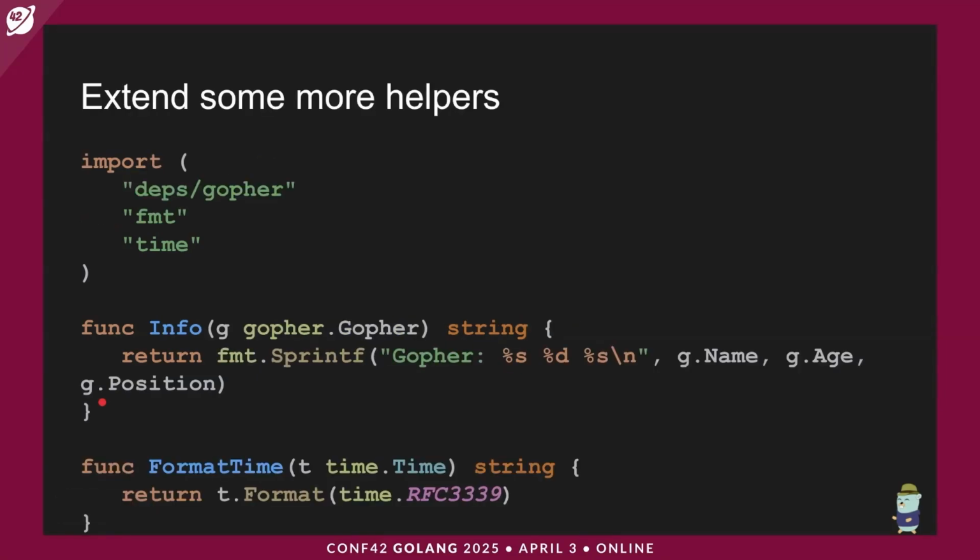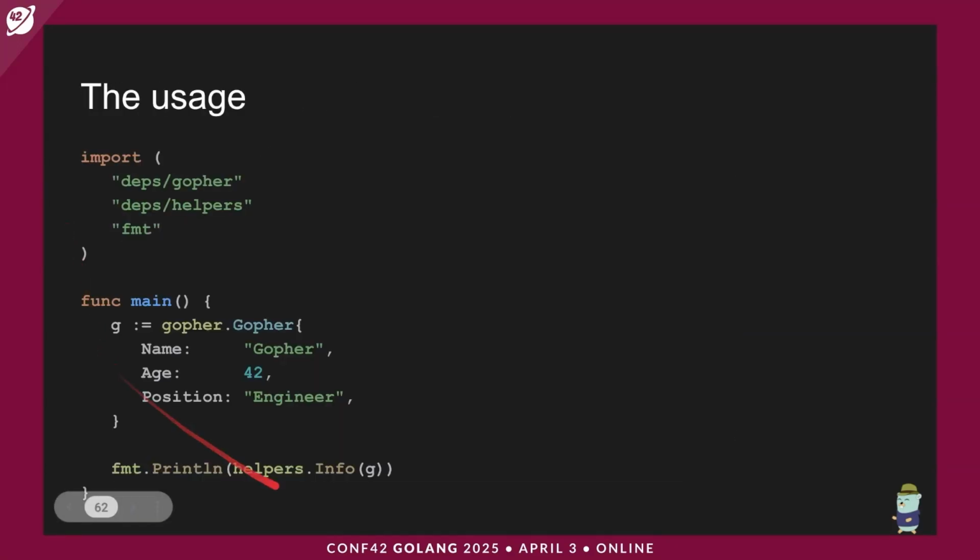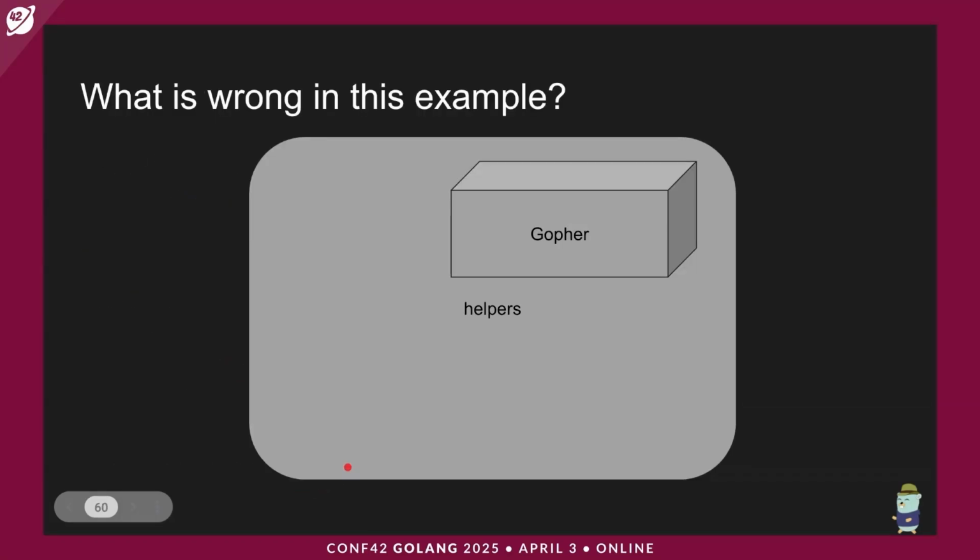And we decided, okay, we are going to create another function inside our helper package. And this function is going to print some information about our gopher. It is just going to print some formatted strings, the name with the age and position. And then we can call it in our main project. And we call it, and this is how it works. Unfortunately, I placed the slides in the wrong position. Yeah. What is wrong in this example?